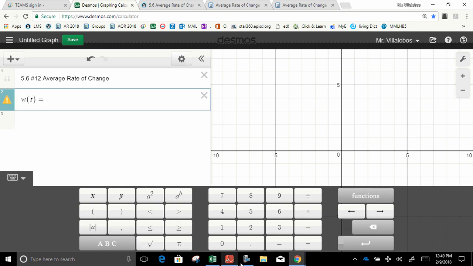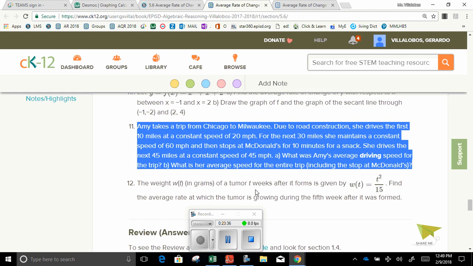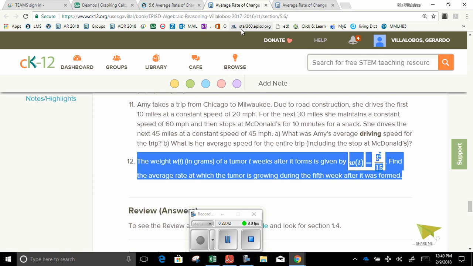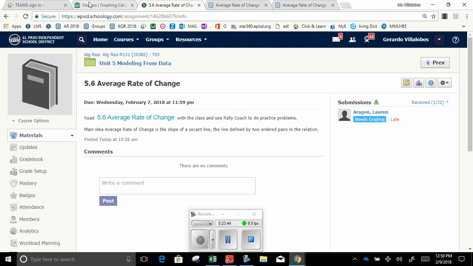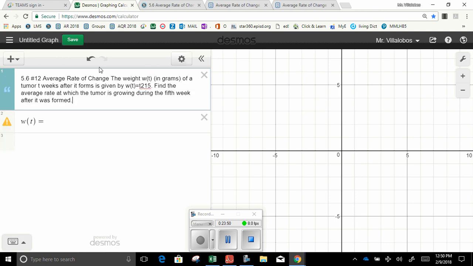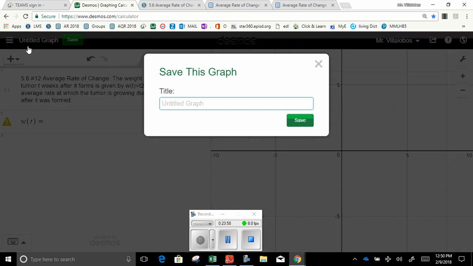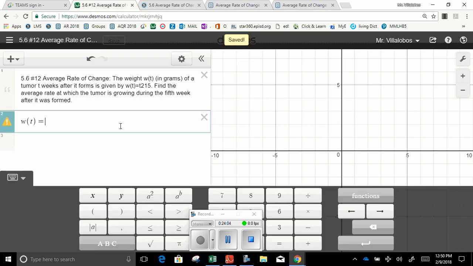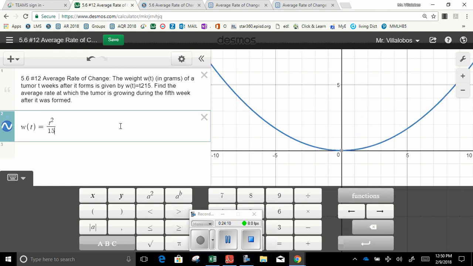here we go. So here we are at average rate of change. I need this one here. So I'm going to copy it and go to my Desmos account and paste it here. There it is. And I want to make the title here. Okay, so this is T squared divided by 15.